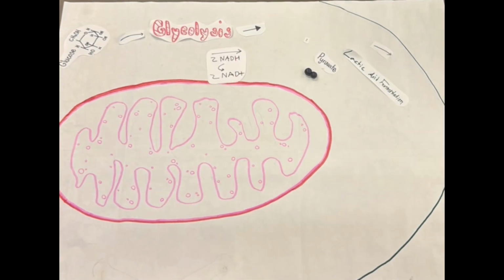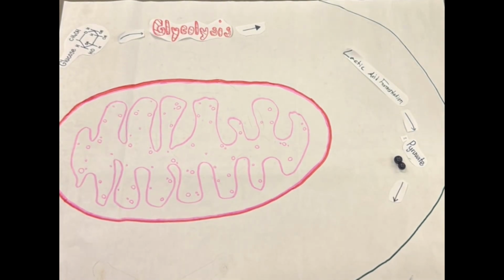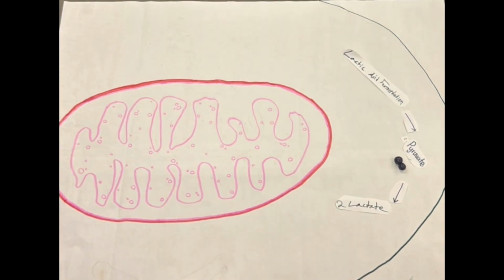Lactic acid fermentation also starts off with glycolysis. Pyruvate is directly reduced by NADH and forms lactate, and NAD+ is regenerated without a release of carbon dioxide.